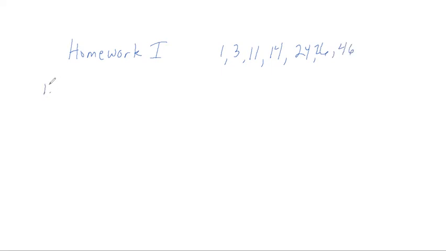Number 1 says, starting with the definition, 1 inch equals 2.54 centimeters. Find the number of kilometers in 1 mile and feet in 1 kilometer. All right. So we're starting with the definition, 1 inch equals 2.54 centimeters. And we need to know how many kilometers in 1 mile.